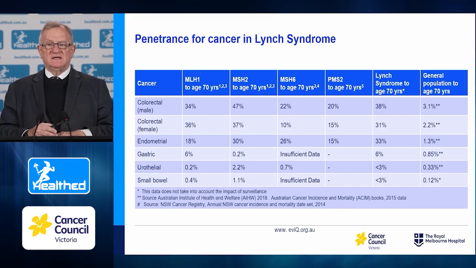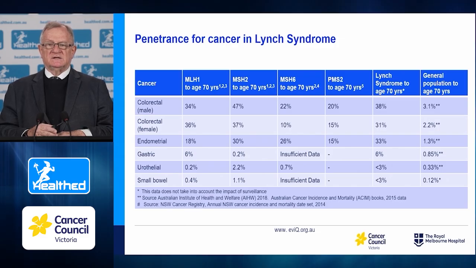And you can see that in females, particularly the MSH6 carriers, have a substantial risk of endometrial cancer, as do MSH2 carriers. So we have to be also very wary of endometrial cancer in all those top 3, MLH1, MSH2 and MSH6.